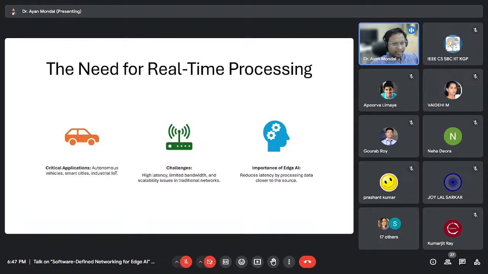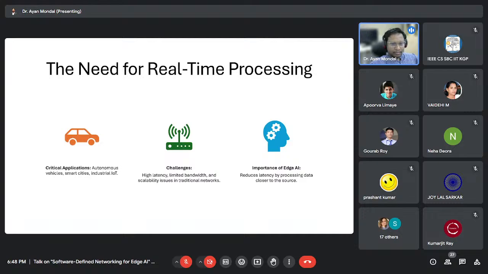Okay, just a disclaimer: we are not saying that we are trying to replace the cloud infrastructure by using edge. What we are saying is that instead of sending all the data to the cloud, what we can do is process at the edge. A certain amount of data can be processed on the edge, and then if needed, you take the help of the cloud. By doing that, we are trying to use the available bandwidth very efficiently.